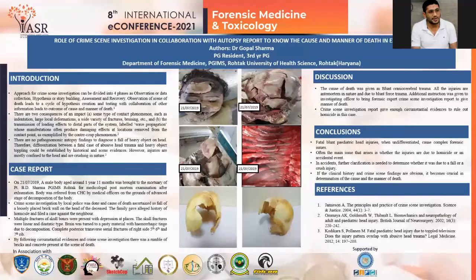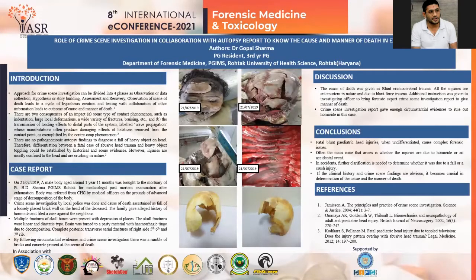Consequences of an impact include some type of contact phenomenon, such as indentation, large local deformation, a wide variety of fractures, bruising, etc., and the transmission of loading effect to distal parts of the system, labeled wave propagation, whose manifestation often produces damaging effect at locations removed from the contact point, as exemplified by the contrecoup phenomenon.